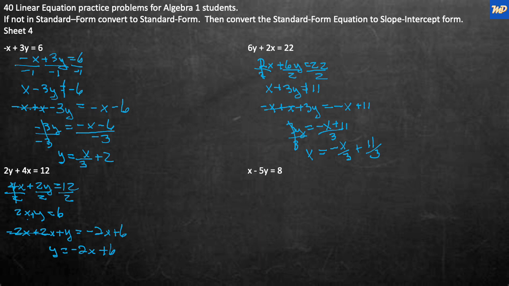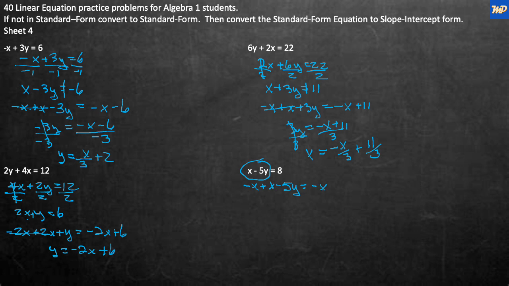Next equation. The format is correct. There's nothing that needs changing. The x is in the right location. The x is a positive number, and there are no common factors amongst the coefficients. So all we have to do now is put it into y or slope-intercept form, and that is we have to subtract x from both sides. Doing so, minus x. Now you write this whole side plus x minus 5y equals 8. But I'm going to write the x first because we want the x term before the constant.